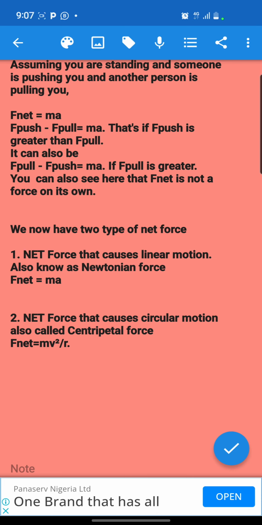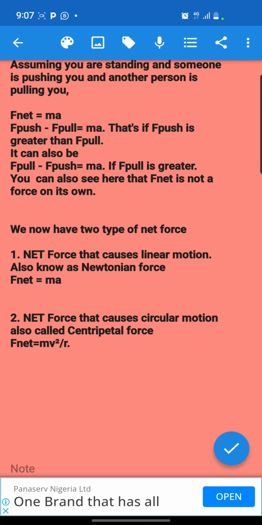Because if you say F equals ma and you don't know that it's the net force, what is F? We have a lot of forces. We have gravitational force, we have push, we have pull, we have tension. So we cannot categorize the F. That's why we are saying that the F is net force. F net equals ma.